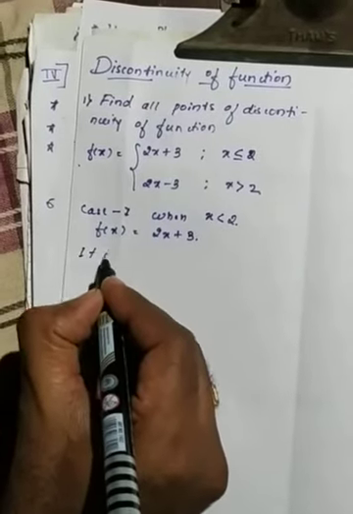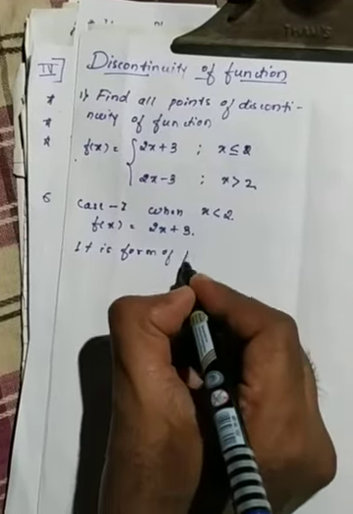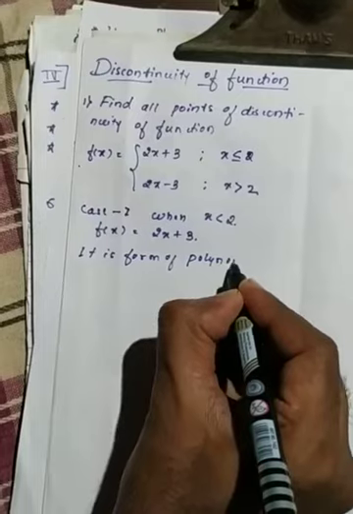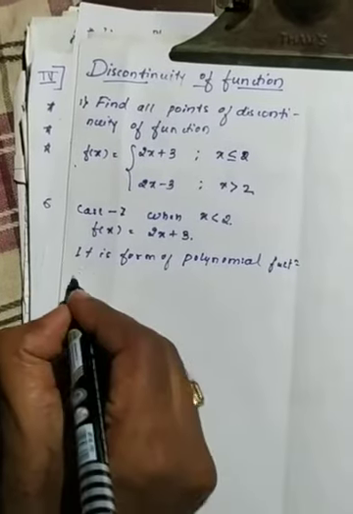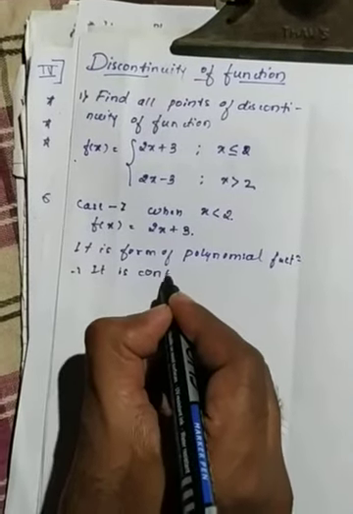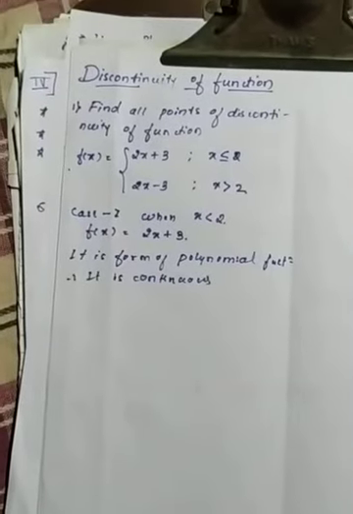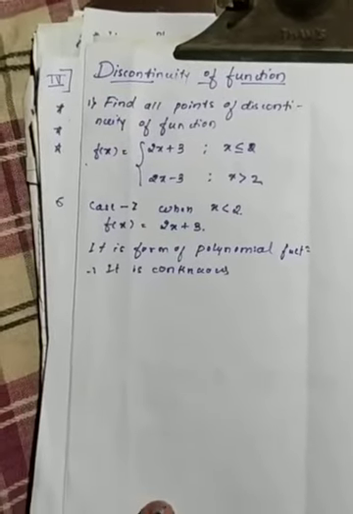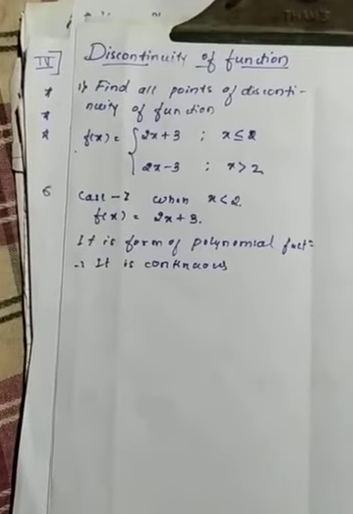It is of the form of a polynomial function. Therefore, directly we can write, it is continuous. Here we are not going to show that limit x tends to a of f of x equals f of a, because already we know that every polynomial function is continuous.